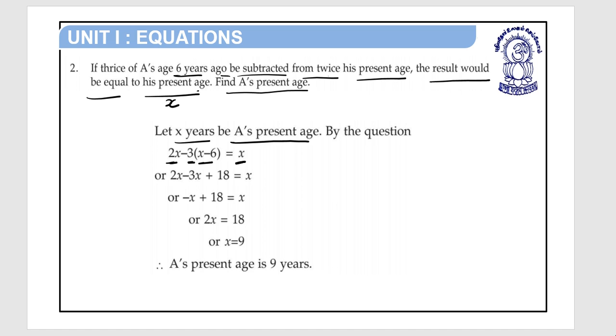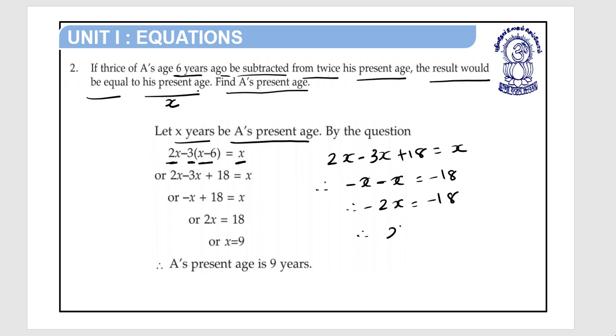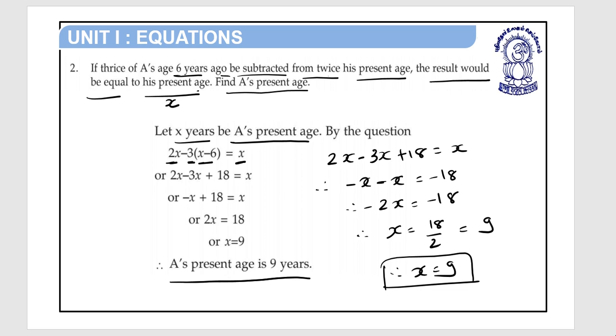Present age is x, equal to x. So now solve the equation. 2x minus 3x plus 18 is equal to x. So minus x, minus x is equal to minus 18. So minus 2x is equal to minus 18. Minus minus cancel. x is equal to 18 by 2, which is 9. So A's present age is 9 years.